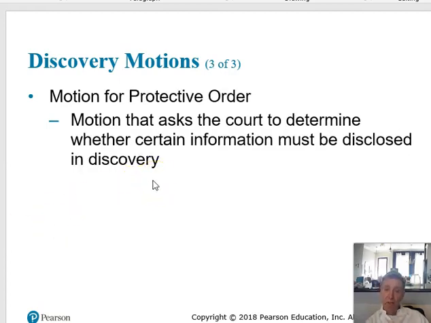Now, you can do a motion for protective order saying, hey, some of this information must be disclosed or must not be disclosed. It's a trade secret. We can't let this get out. So we have a motion for protective order.